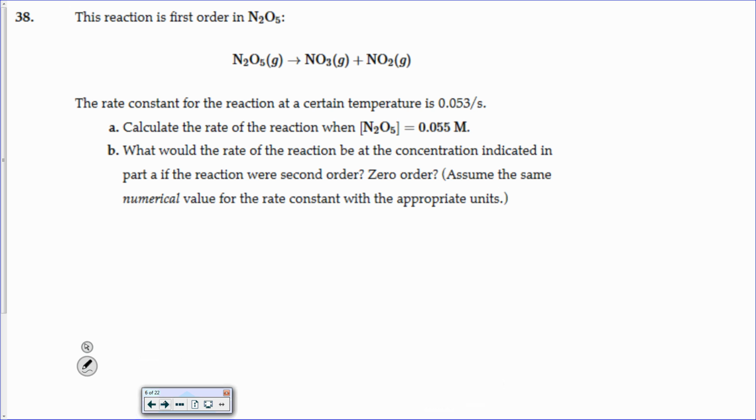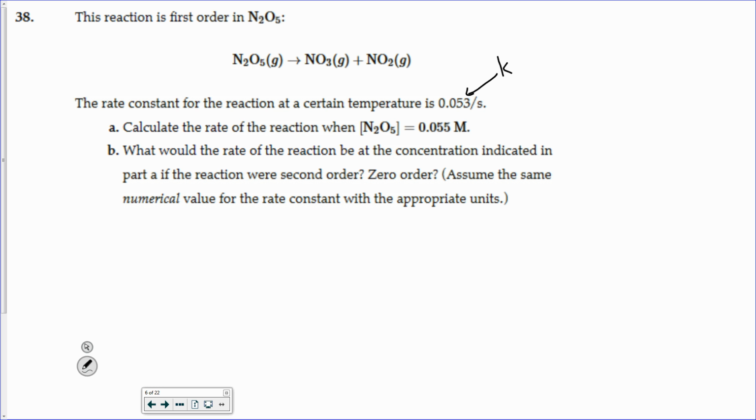Our next one is we have this reaction: dinitrogen pentaoxide, N2O5, decomposes to NO3 and NO2. It says the rate constant at a certain temperature is given, so we know what K is in this system. It says calculate the rate of the reaction when the concentration of the reactant is 0.055. And then B, it wants to know what the rate of the reaction would be if it were second order and then 0 order.